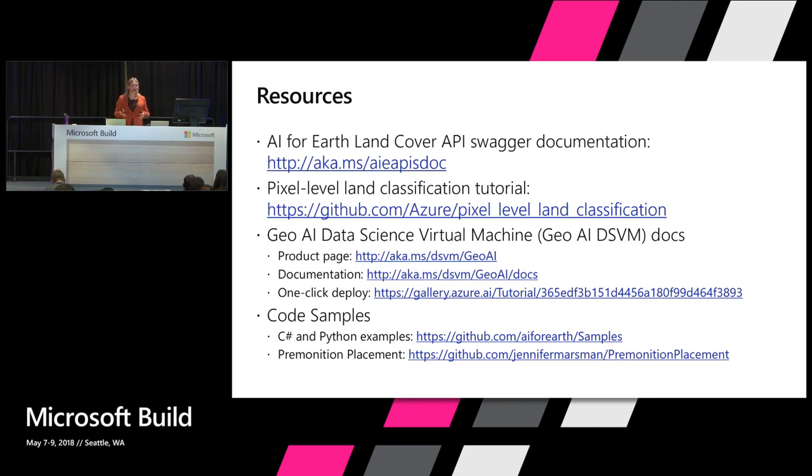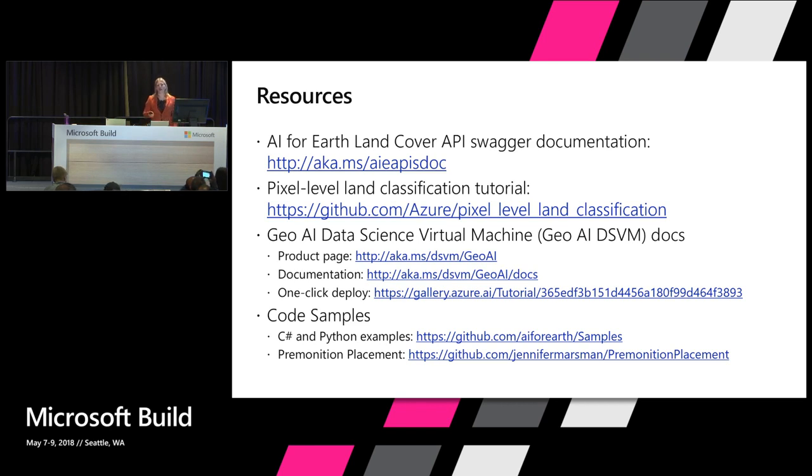So I wanted to end by giving you all of the great resources. Our AI for Earth APIs, the first set around land cover, do have some good documentation available online. It's great Swagger documentation; aka.ms/AIAPIsDoc will get you there. The land cover classification tutorial is there as well. You can walk through all of that.